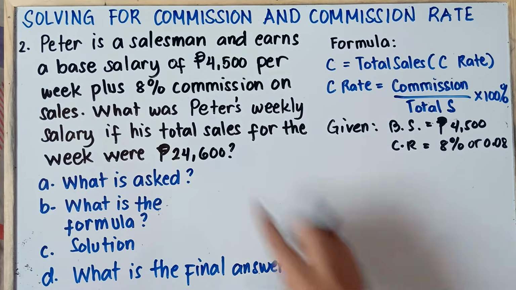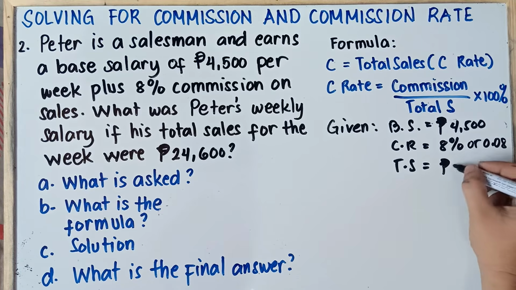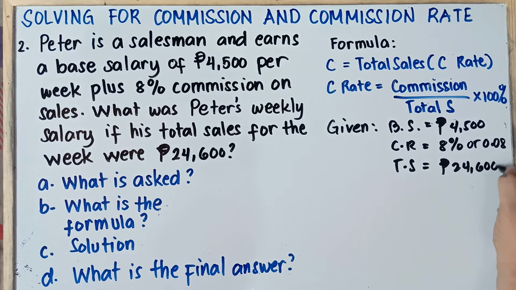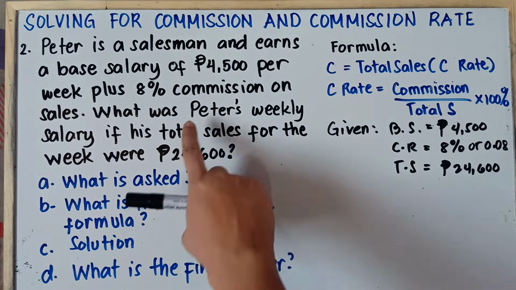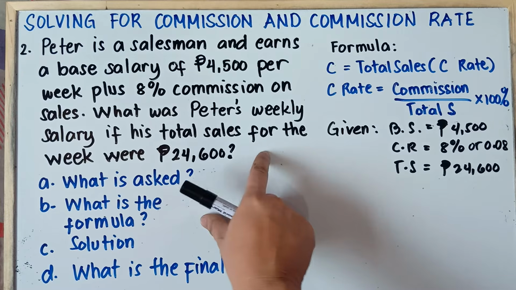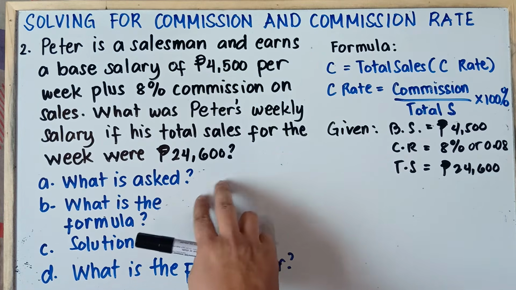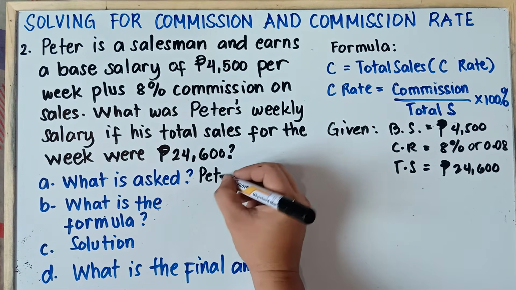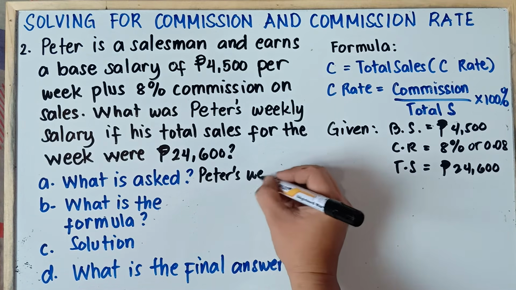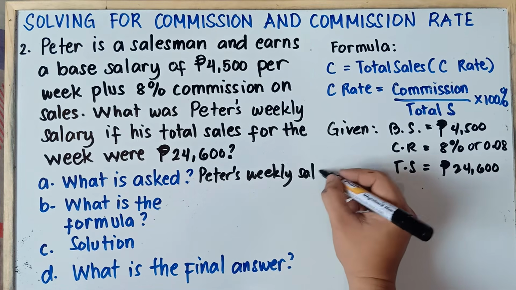Alright, and we also have the total sales. So, total sales is equal to 24,600. Alright, so let's answer the following questions. Letter A, what is S? So, you can write it there, class. What was Peter's weekly salary if his total sales for the week were 24,600? Once again, class, we don't have enough space. We can just write Peter's weekly salary. So, we're told to find Peter's weekly salary.